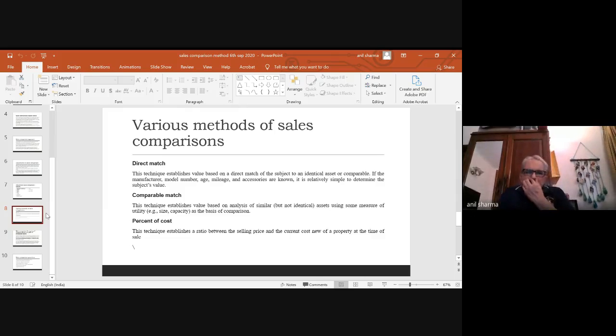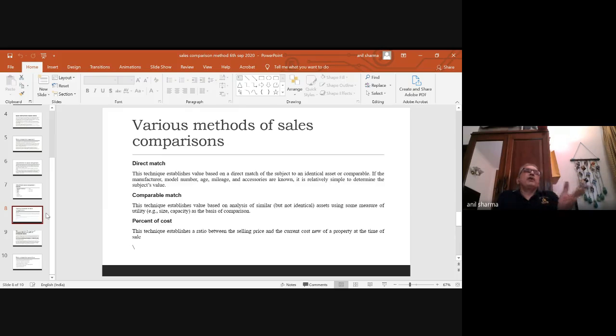Yeah, so by percentage of cost, it means, as I told you, there can be an asset A for which you've taken the price of an off-the-shelf machine A, but you are supposed to value machine B which is installed. So the selling price of that machine A which is off the shelf, you will add a percentage of cost to that which is towards installation, right? So that is the percentage of cost basis of a machine.